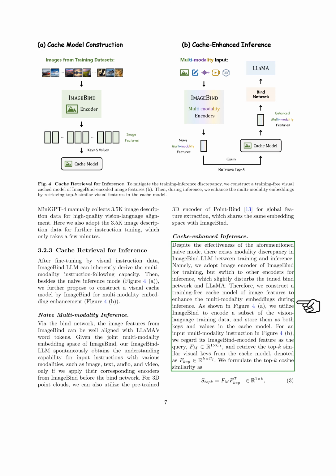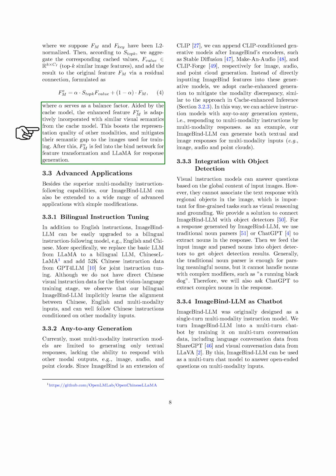This involves using ImageBind to encode a subset of the training data and storing them in the cache model. For any new input, we use its ImageBind encoded feature to find the most similar visual keys from the cache model. We then use these keys to enhance the original feature, which improves the representation quality of other types of data and reduces their semantic gap to the images used for training.